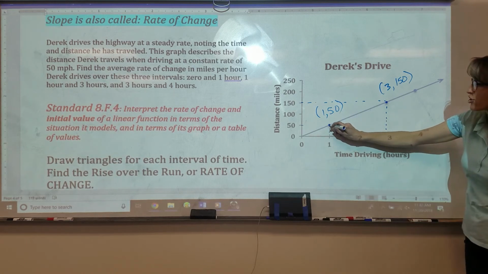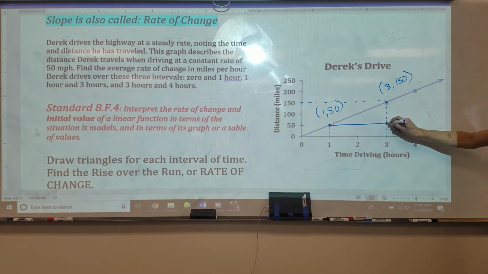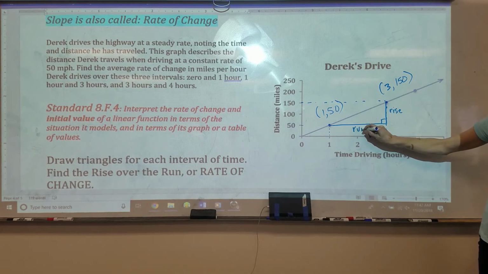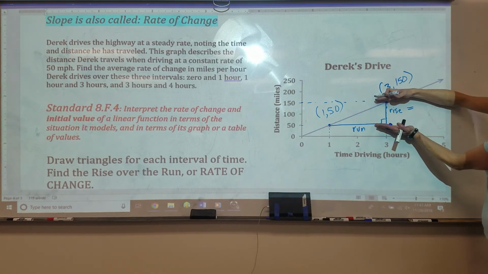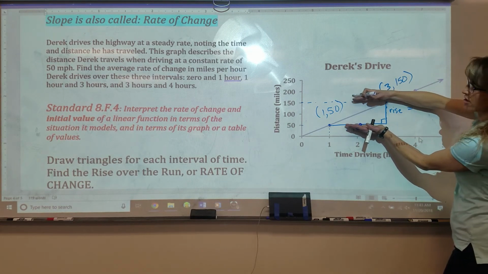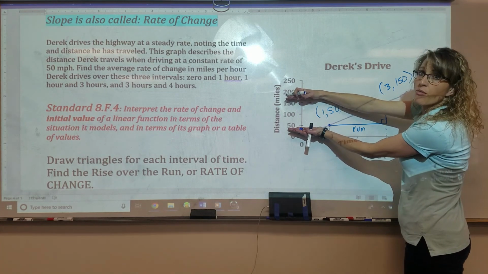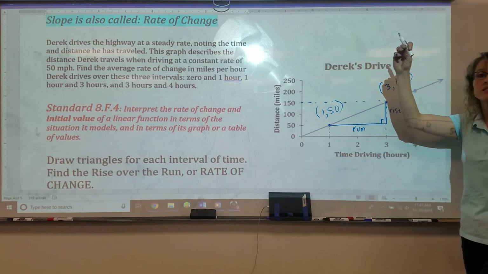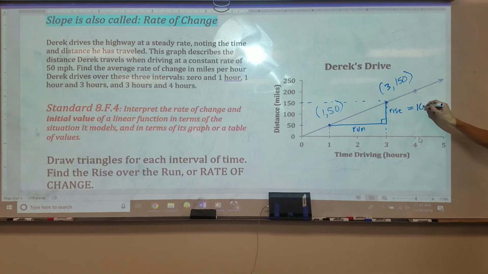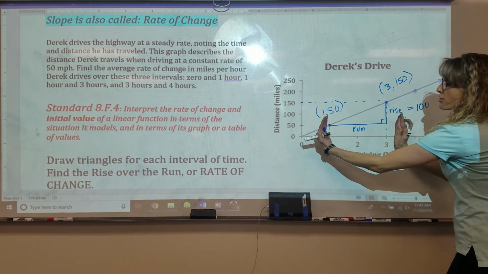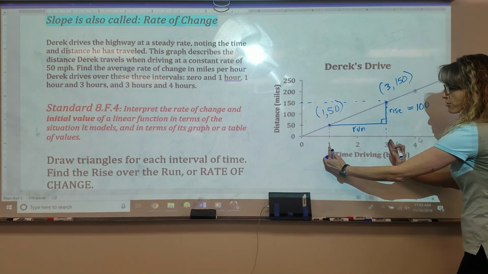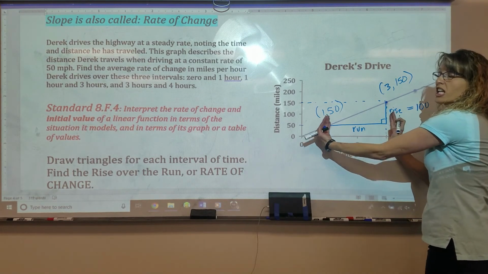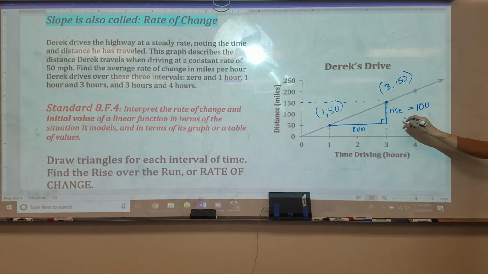Oh, I have points. Can I now draw a triangle and figure out the rise and the run? I totally can do that. Okay, so my rise would be, how far is it from here to here? Well, I knew this was 150. It looks like it goes from 50 to 150. So what is my rise? 100. The run is the distance from here to here. Well, it went from 1 hour to 3 hours. So what's my run? 2.